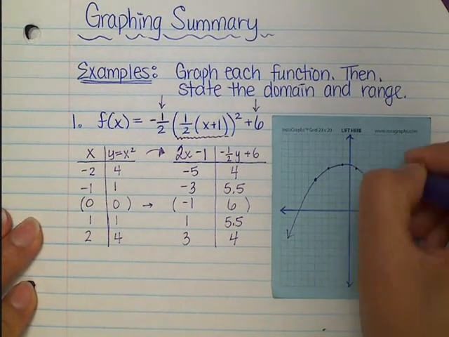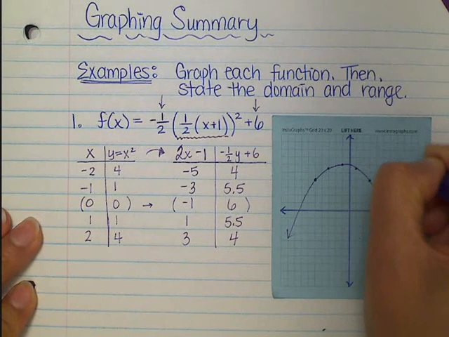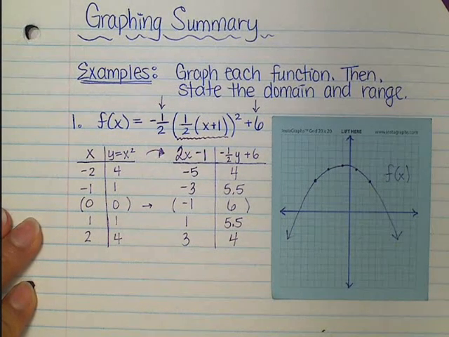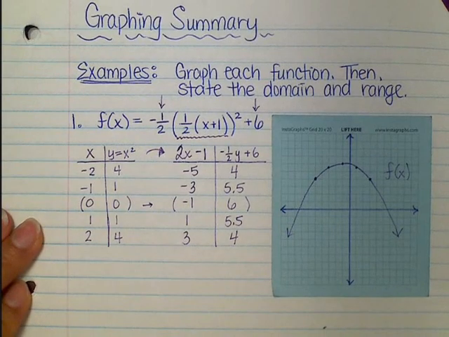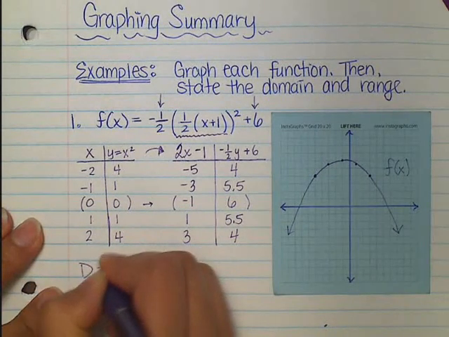Okay, so I'm just drawing my arrows and my function. Don't forget to label your graph. So this is the graph of f of x. Okay, so there's a label as well. Okay, the last part is to state the domain and range.